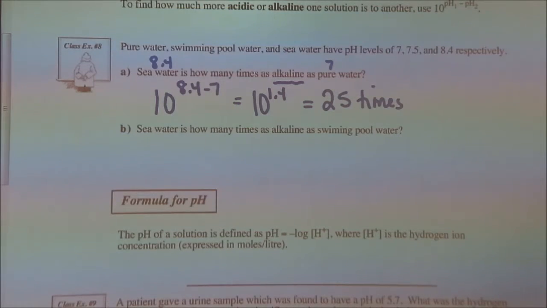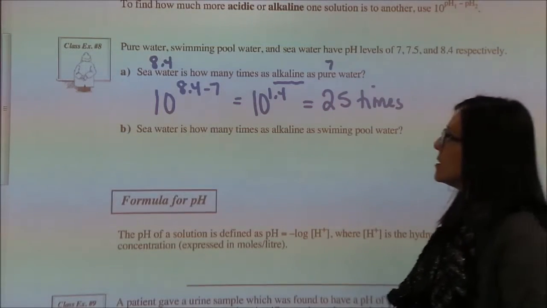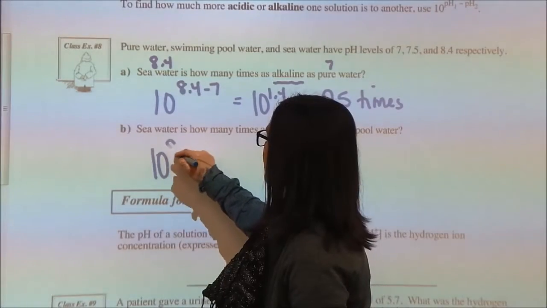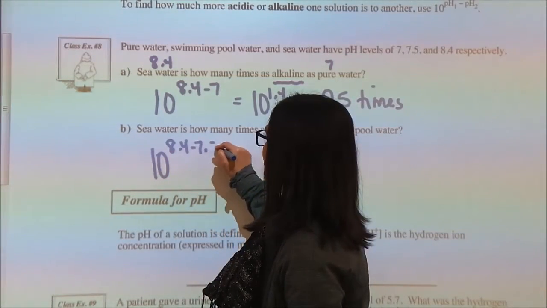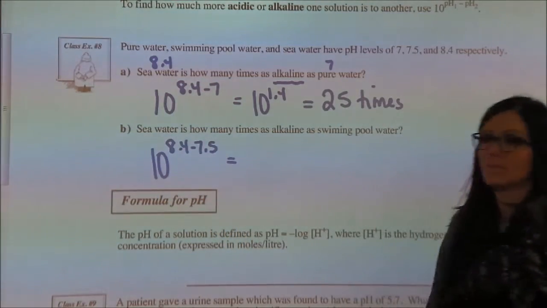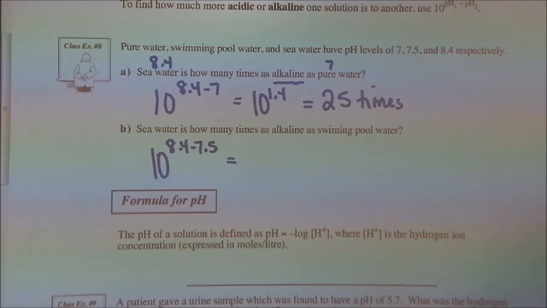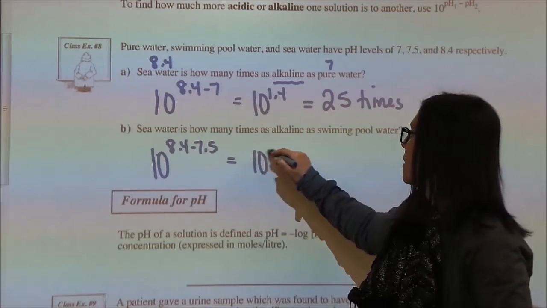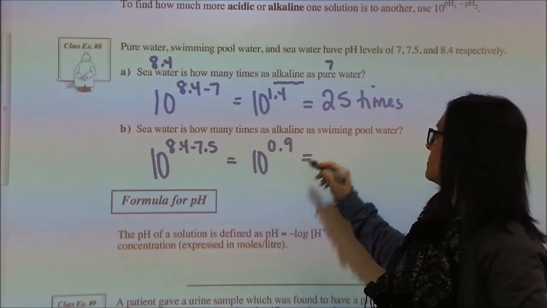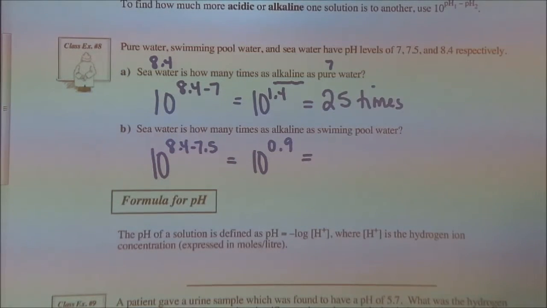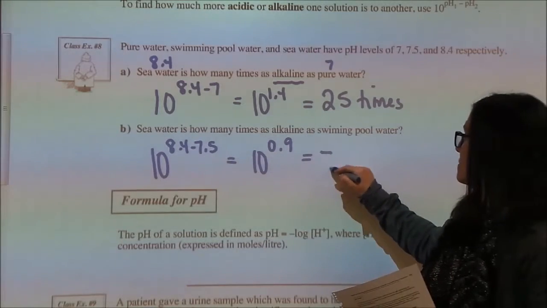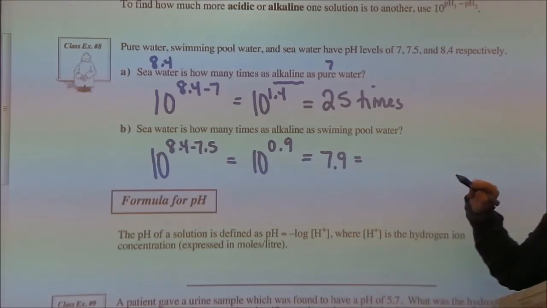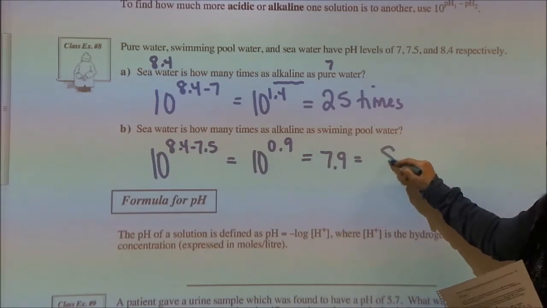Seawater is how many times as alkaline as swimming pool water? That would become 8.4 minus 7.5, which is how much? 0.9. Okay. And what is 10 to the power of 0.9? 7.9. So to the nearest whole number? 8. 8 times.